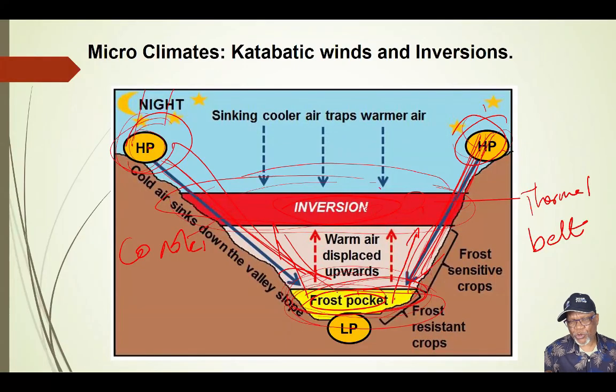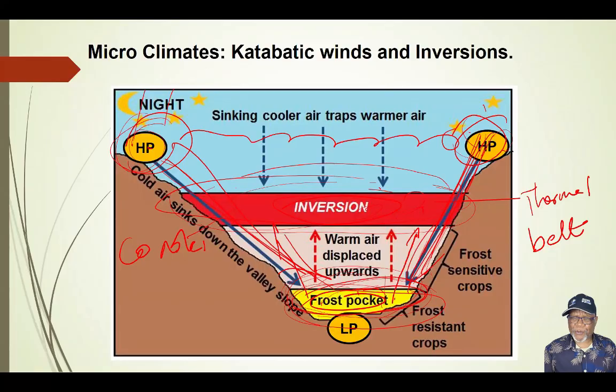And then what will happen to the warm air that was there is that it is going to move. It's going to move, but it cannot move completely out of the valley because the air above it is also colder. So because the air above it is also colder, it's stuck in the middle of the valley, forming what we call the thermal belt there in the valley. And then because the warm air is found above the cold air, what do you call that process? We call that process temperature inversion. What is temperature inversion? It is the increase of temperature with height.